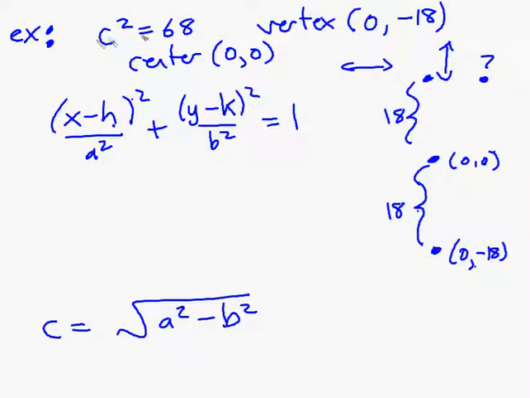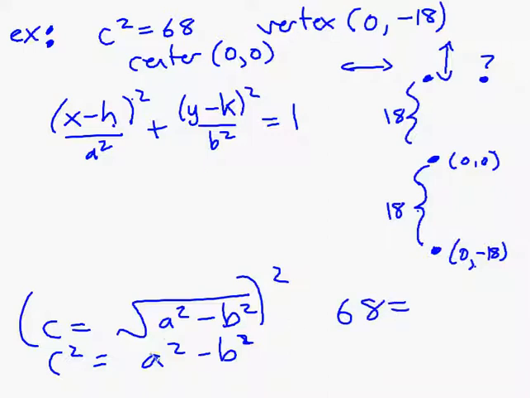Now look what they give me. They give me C squared is 68. So that means if I were to square all of this, C squared would equal A squared minus B squared. So C squared is 68. Now A squared, the question is what's that? What's A? Well, if my vertex is 18, it has a length of 18, so that's 18 squared. So 324.